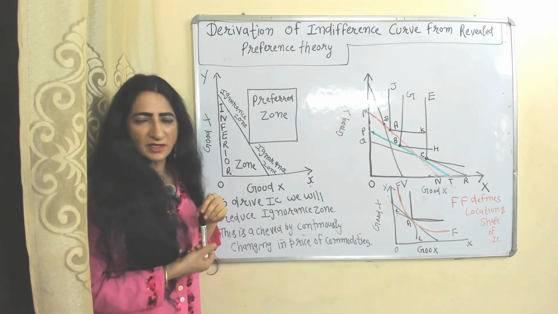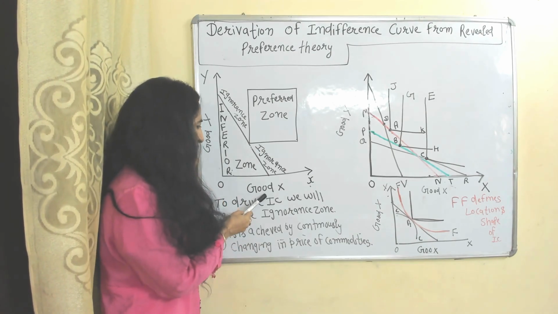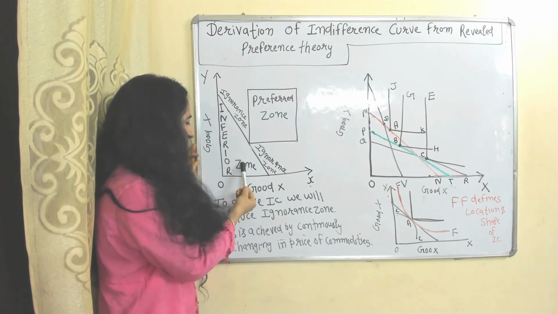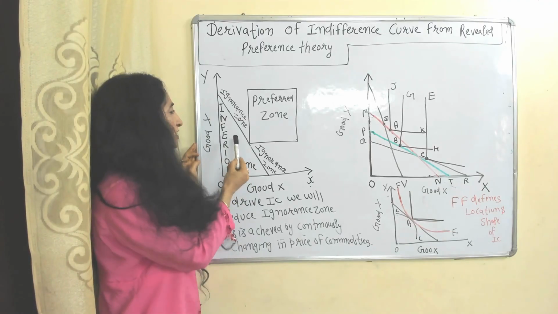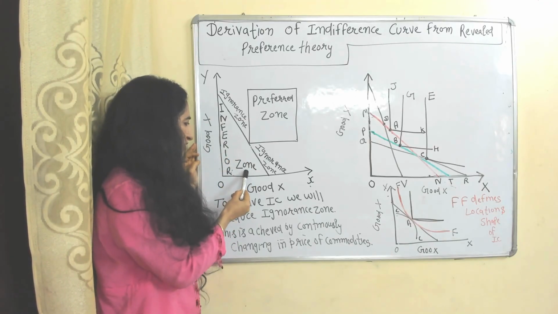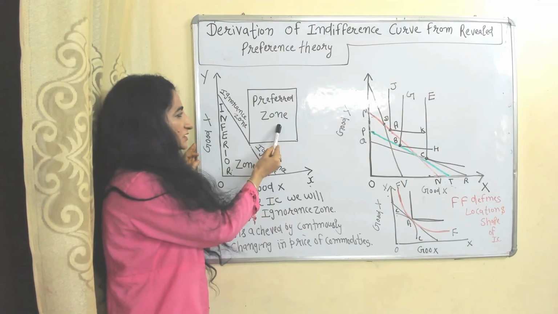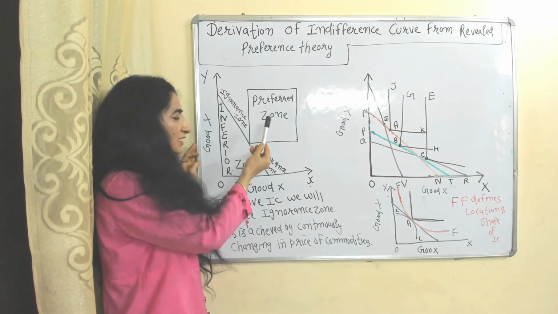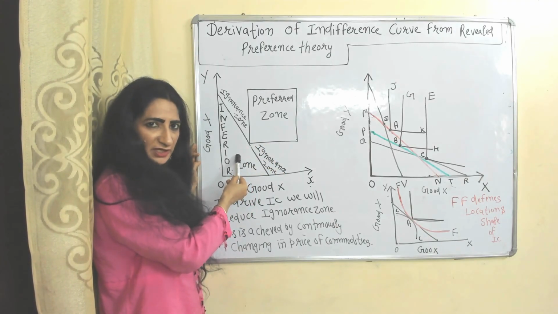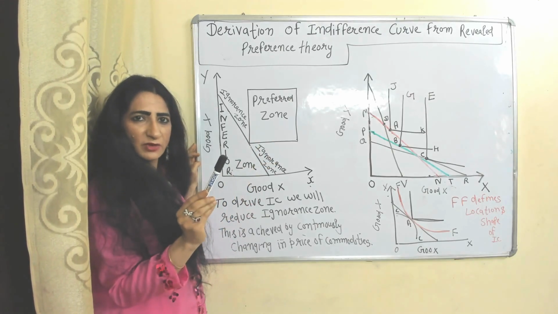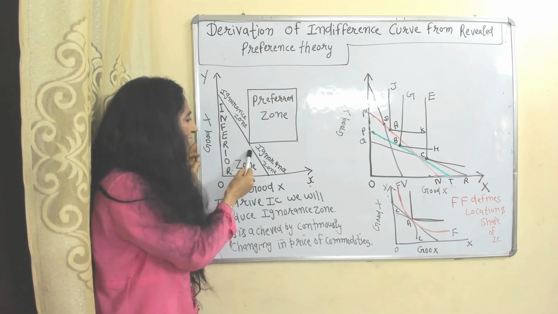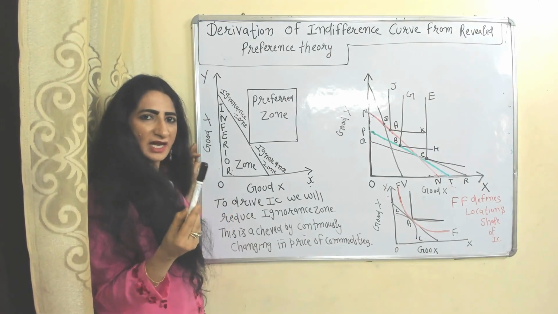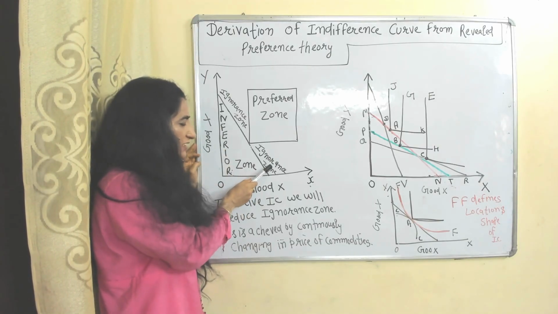Derivation of indifference curve from revealed preference. X good, Y good. This is our budget line. Combinations below the budget line are inferior, so this will be called the inferior zone. This is the preferred zone. This zone gives us more satisfaction, more utility, but we cannot afford this. Neither do we have equilibrium in the inferior zone, nor in the preferred zone. Our equilibrium lies on our budget line. These are ignorance zones. We can derive the indifference curve by reducing these ignorance zones.